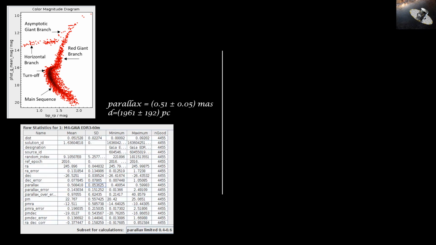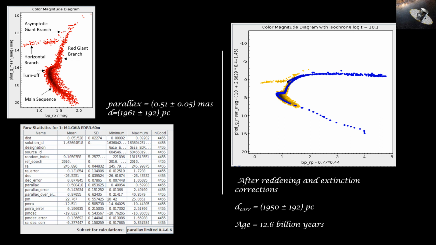This shows the statistics for the cluster. In this plot, the isochrone of log age equal to 10.1 is fitted to the cluster. The main sequence turnoff is at a lower magnitude as compared to that of an open cluster. After reddening and extinction corrections, the distance to the cluster is found to be 1950 plus minus 192 parsecs, and its age is 12.6 billion years.